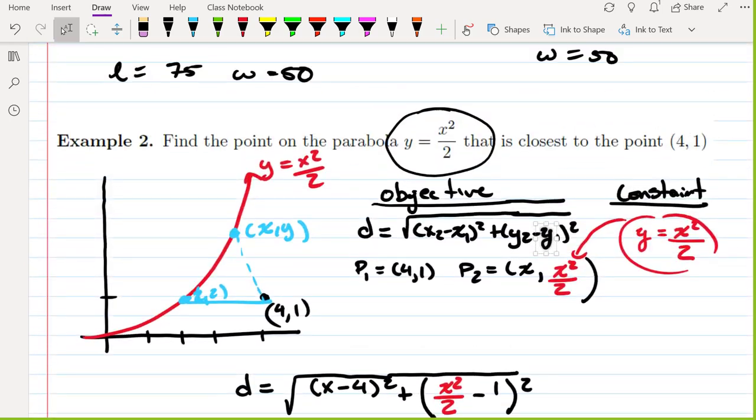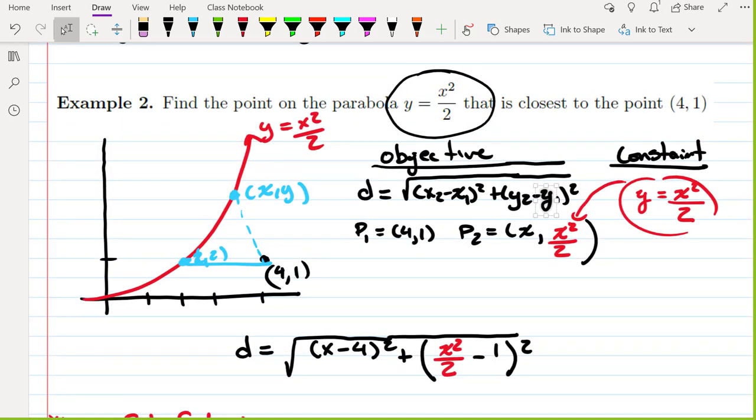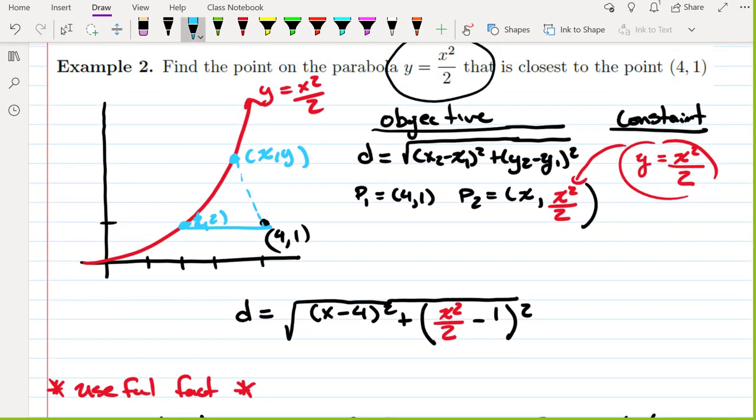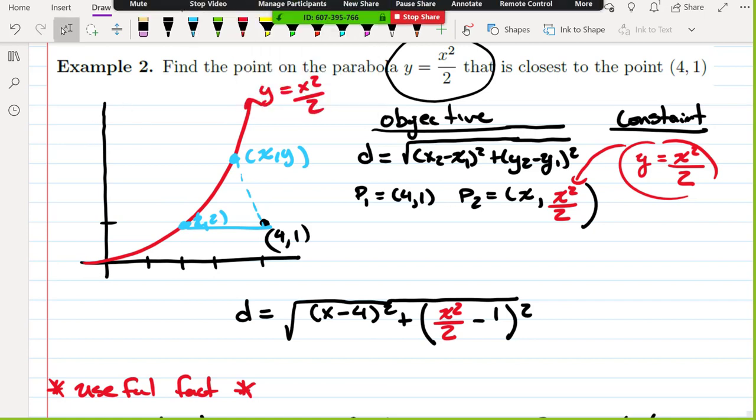All right, so this one was a little bit different, but it follows the same basic formula where we have an objective function and we have our constraint. We substitute the constraint into the objective, we take the derivative, and we get that. And we see from our picture here that there's only going to be a minimum distance, because if I just let x go to either positive or negative infinity, I'm going to get as far away from the point 4, 1 as I possibly want to be. All right, so let's take a look at our next example.